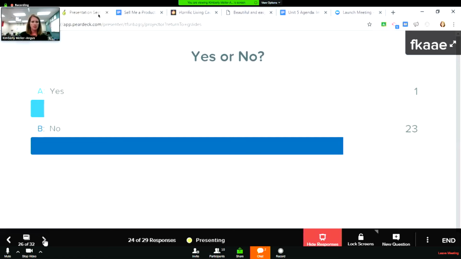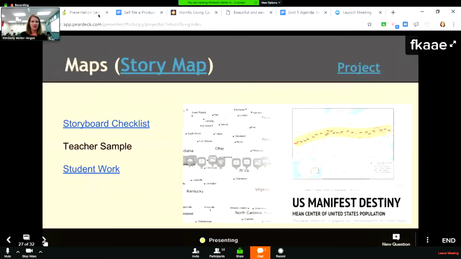All right, moving on. Maps. That's kind of my next section. I did have some geography people, and this works too for history. Let me ask again, so I know how quick to go.